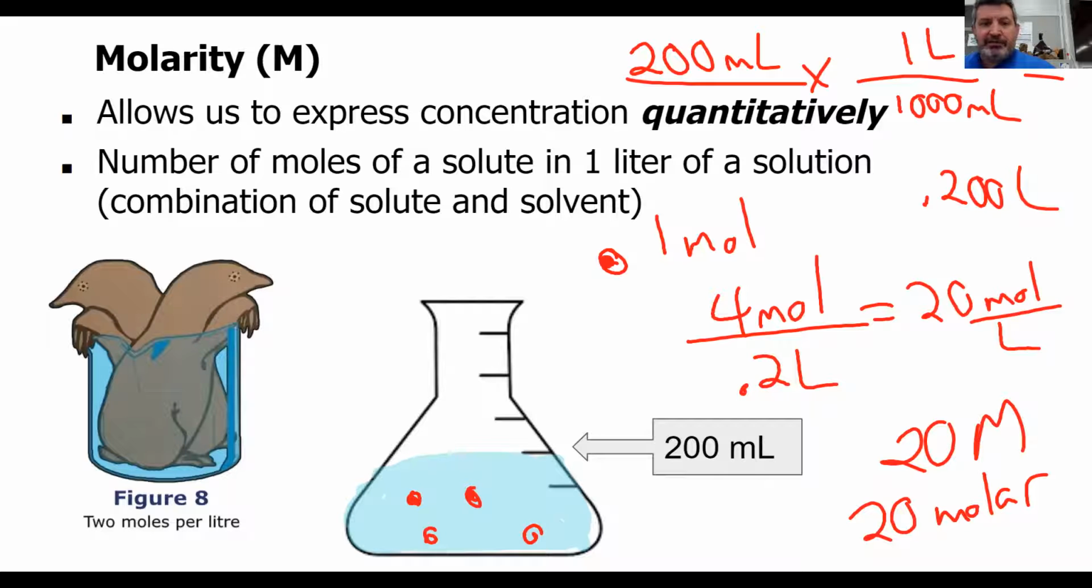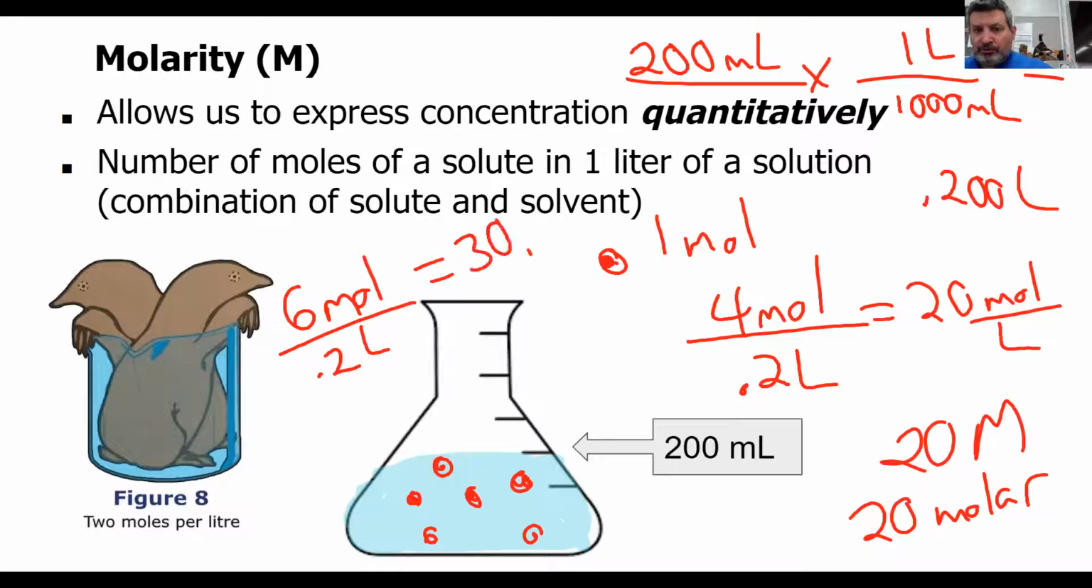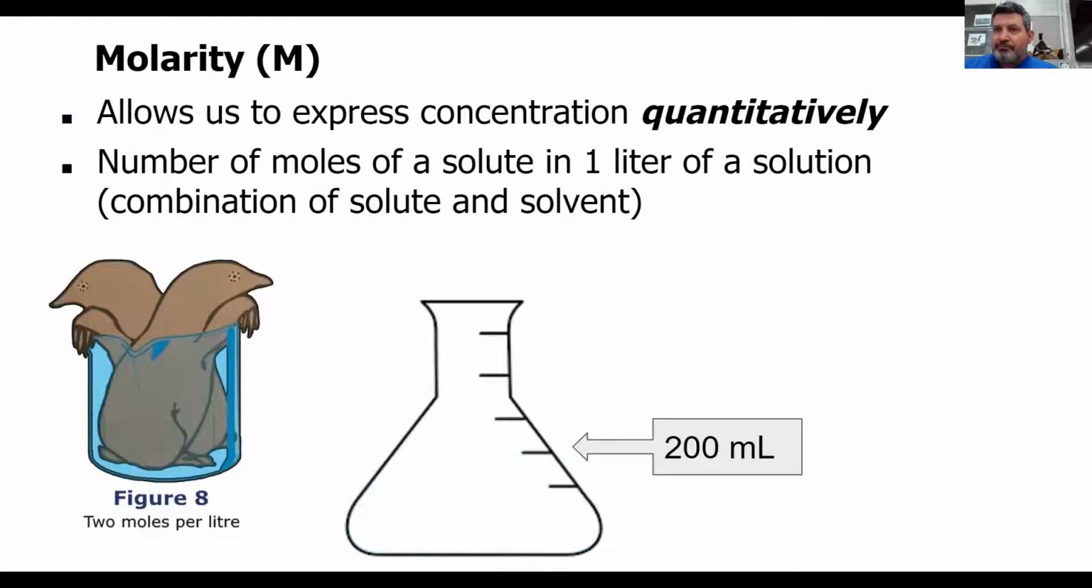Now, if we took and added more into there and bumped it up to 6 moles per 0.2 liters, and this time I'm using a calculator, we would get 30 molar, whatever the substance is, concentration for that solution. Okay, so the more particles that are in there, the higher the concentration. We already know that, okay? But we're just putting numbers to it now.